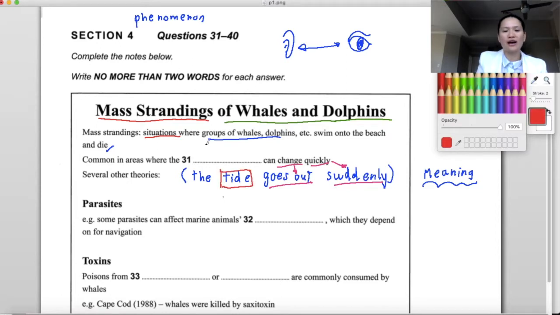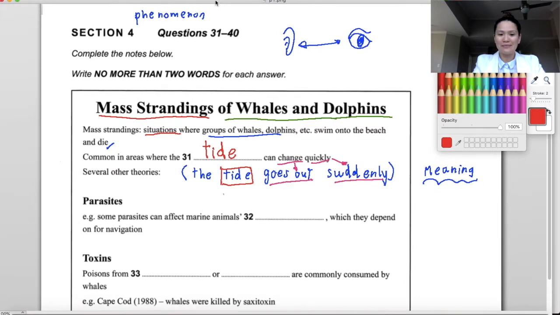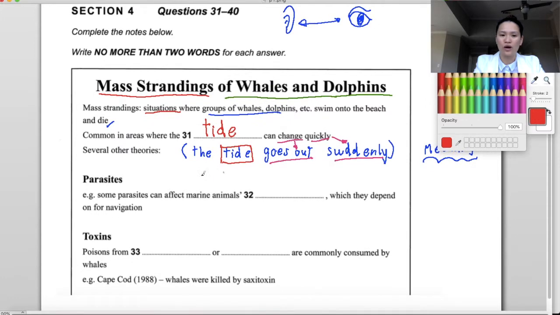Here, you write it down. The answer I use the red color: T-I-D-E. And don't forget to transfer the answer later. Okay, now we go next. We have limited time as well. Next one, they talk about parasites, or in Thai we call it ปรสิต. Parasite.